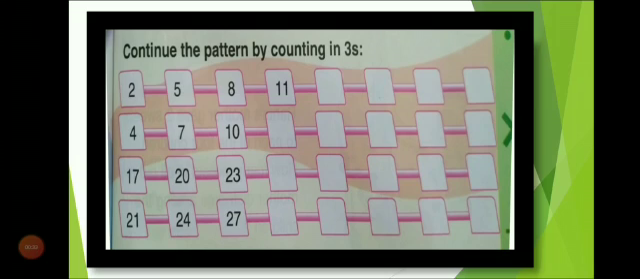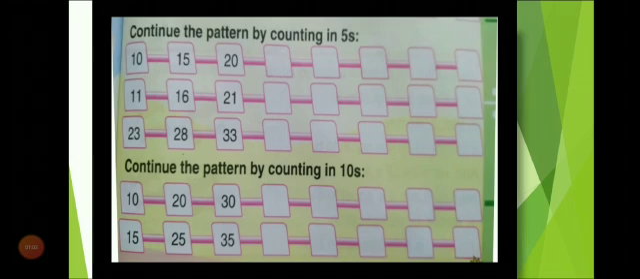Now, next, here continue the pattern by counting in 3s. Students, in 3s counting, we have to reach every third number. Let's see. 2, 5, 8, 11, 15, 19, 23 and 27. Like this, you can do all of these. Okay? Now, continue the pattern by counting in 5s. Students, in 5s skip counting, we have to reach every fifth number. Okay? Now next, continue the pattern by counting in 10s. Again, in 10s skip counting, we have to reach every 10th number. Okay? Like 10, 20, 30, 40, 50, 60, 70, 80. Okay? Next, you have to do.